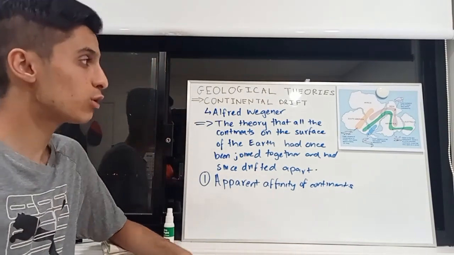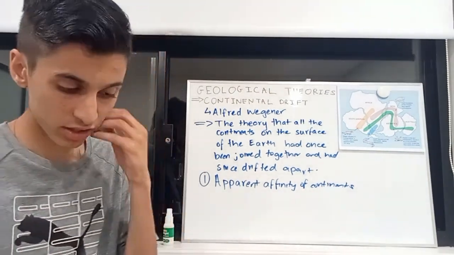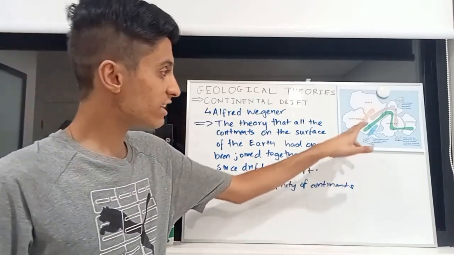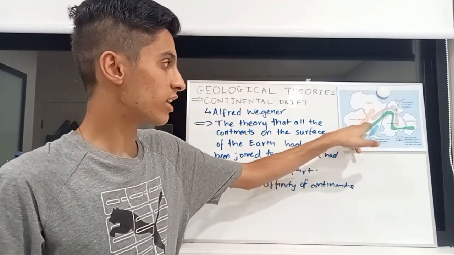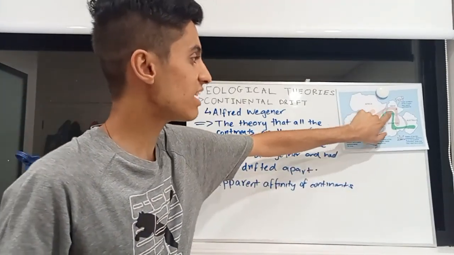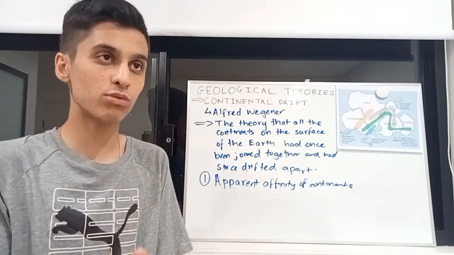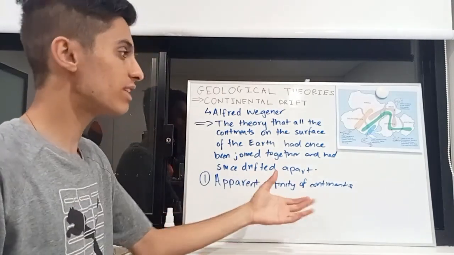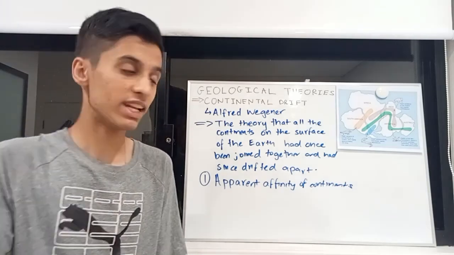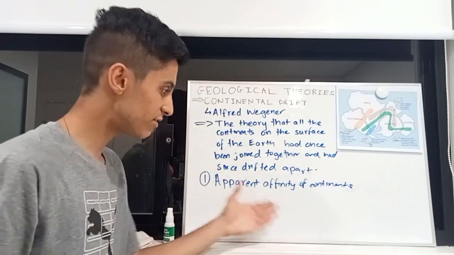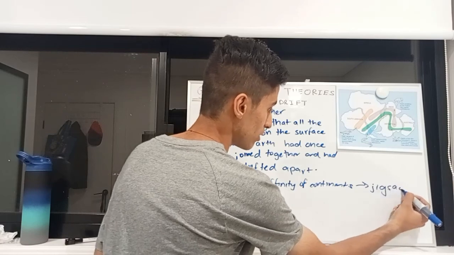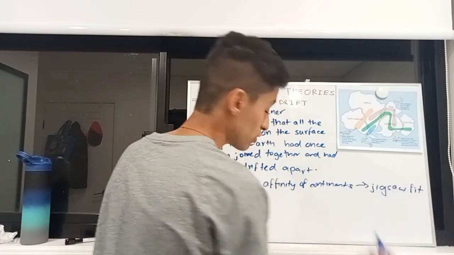When Alfred Wegener first looked at the available map of all the seven continents and all the countries, he found that the east coast of South America fit in nicely with the west coast of Africa. Similarly, he found that Africa, Madagascar, and India all seemed to come together and fit as well. So he saw this jigsaw fit, which made him believe that this could only be possible if these continents had once been connected. So when we're talking about the apparent affinity of continents, we're talking about how they fit nicely in just like a jigsaw puzzle. So essentially a jigsaw fit.